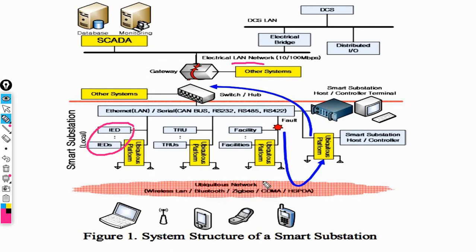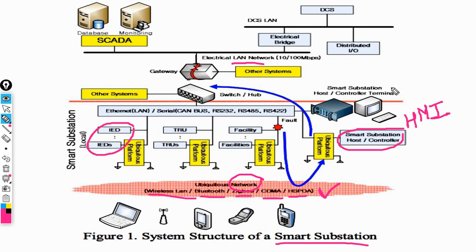Also required are networks in the form of wireless network, Bluetooth network, Zigbee network, CDMA network, and HSPD network. These are the 5 types of network. These are very important networks to improve the performance of the smart substation. Also a host controller is required, that is a human acting as host controller through the human machine interface, HMI, to control the whole system.